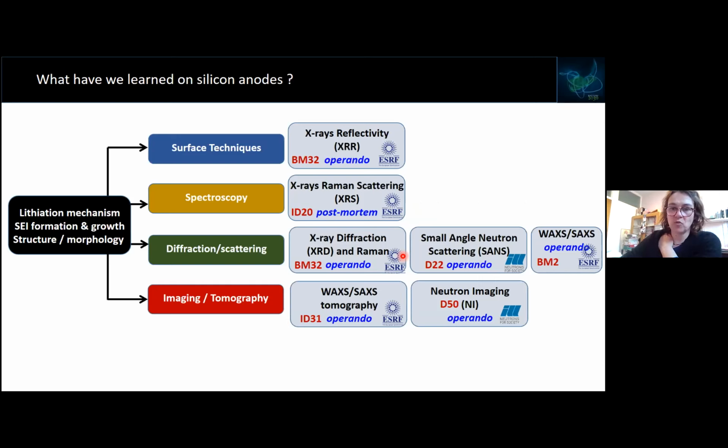So I want very briefly to introduce two techniques. One is SAXS-WAXS tomography. So it's a kind of follow-up of the previous example. We had SAXS-WAXS, we were very happy, but we can do even better by applying tomography. I will show you in a minute. And the second example will relate to neutron imaging.